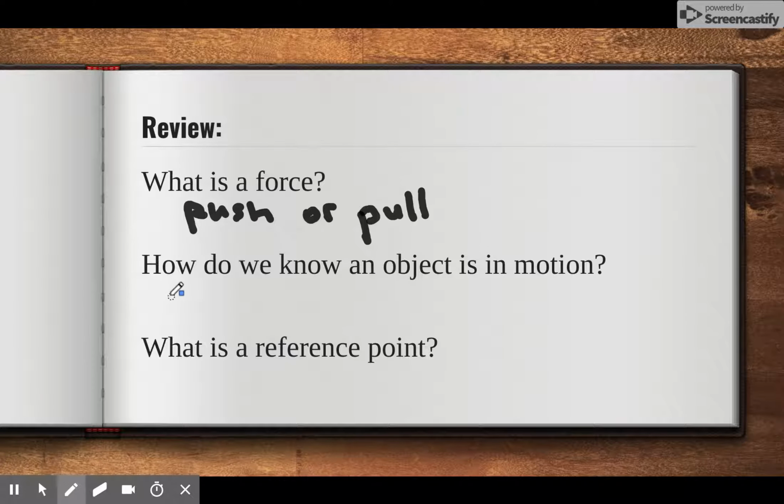Once again, how do we know an object is in motion? It is changing its position. So it's changing where it started and where it finishes.